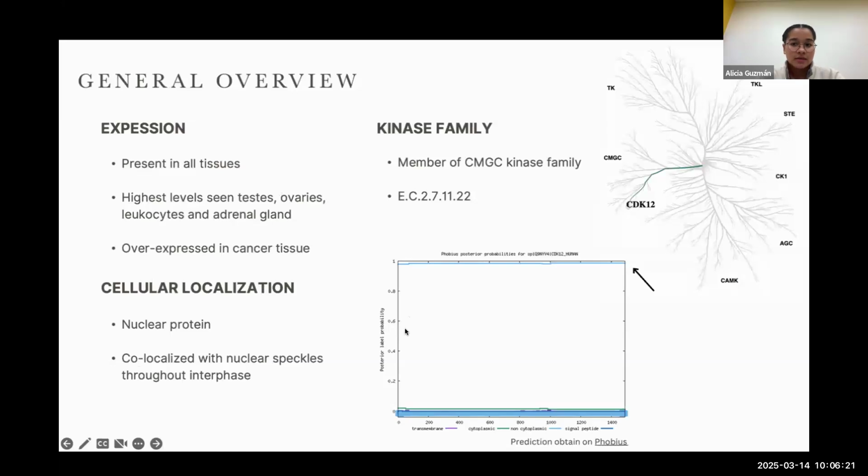CDK12 is a member of the CMGC kinase family, and as the name implies, it is a cyclin-dependent kinase. We can see from the Phobius results down here that with a line at 1 for the non-cytoplasmic regions, it is a non-cytoplasmic protein, and all the other prediction lines are at 0, which indicates that it has no transmembrane or signal peptide regions. It is present in the nucleus of all tissues. It is universally expressed, but the higher levels are seen in the testes, ovaries, adrenal glands, and in cancer cells.